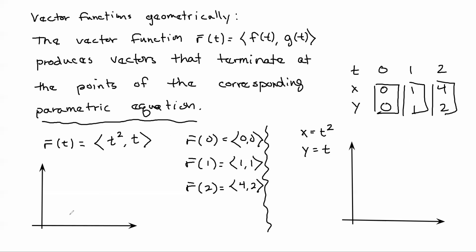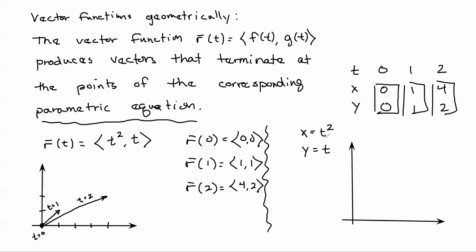So in this picture, the vector 0, 0 is the zero vector, which we can represent just as a point. The vector 1, 1 looks like that, and then we have the vector 4, 2. If you want, you could label this t equals 1, this t equals 2, since the t is not visible on our graph, and t equals 0 is this one at the origin.